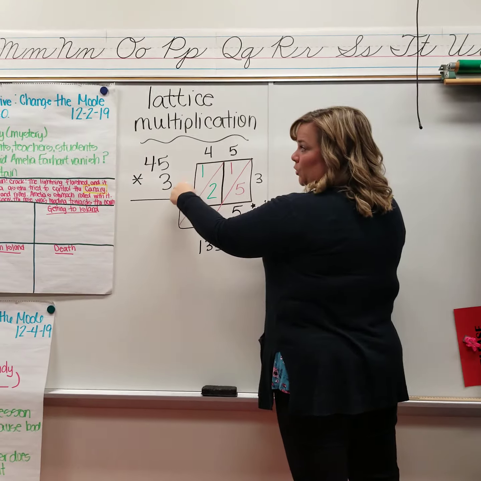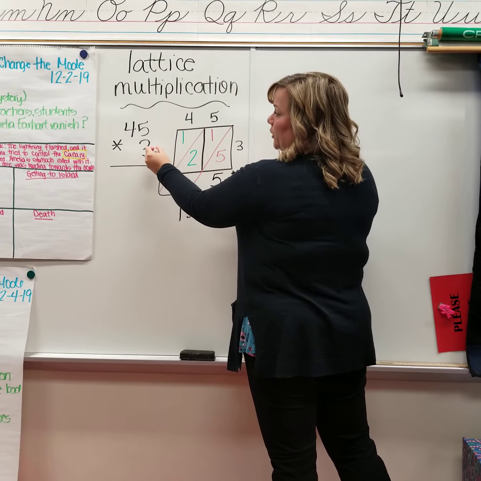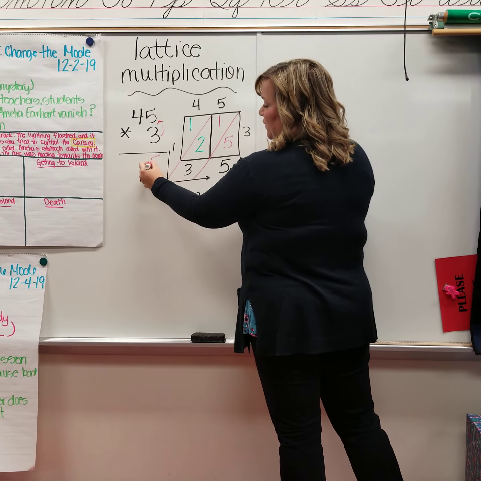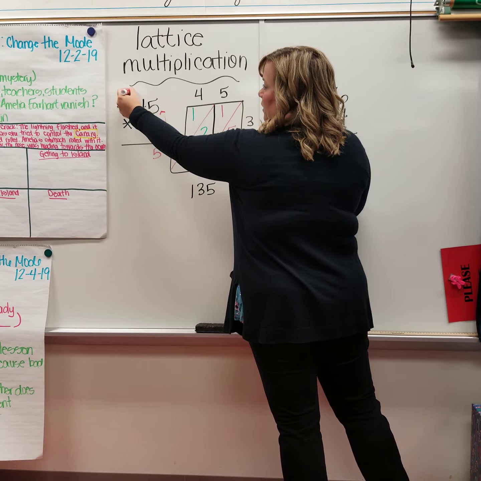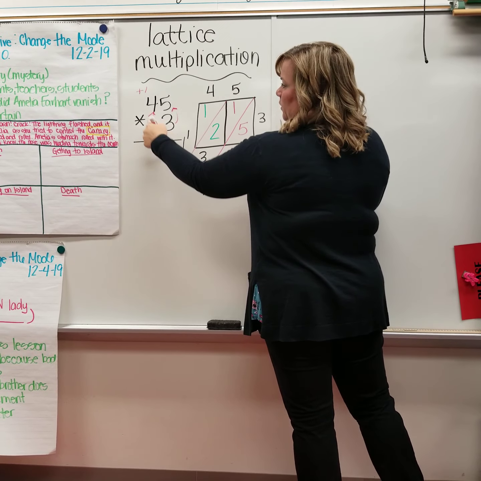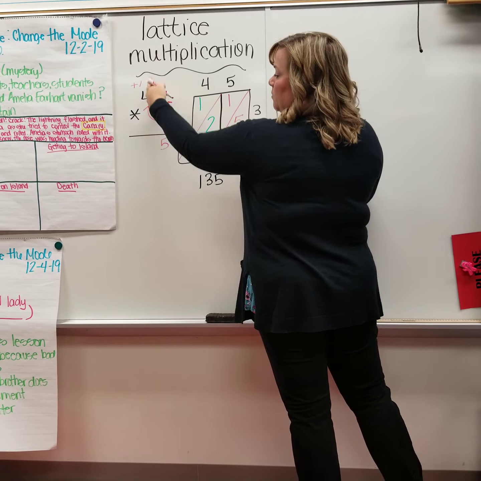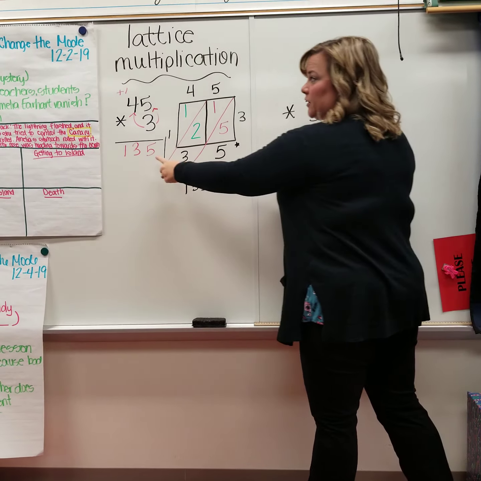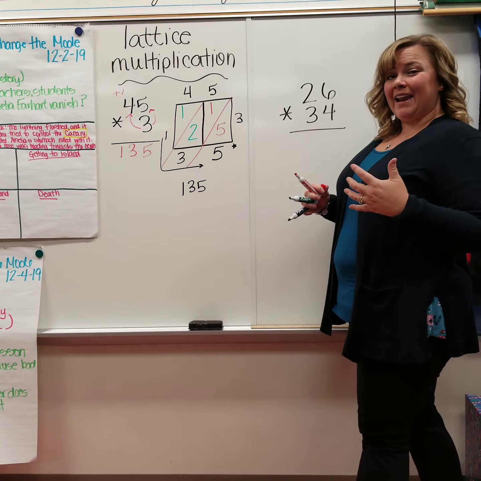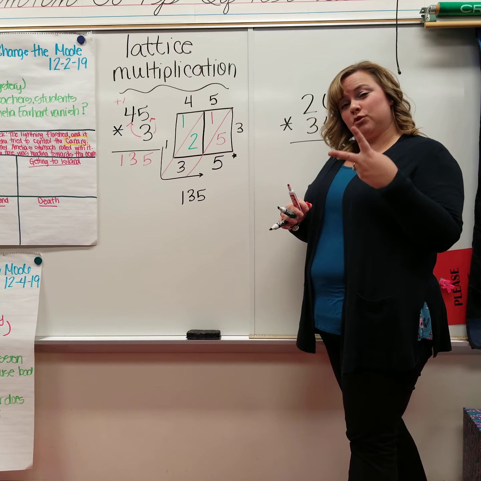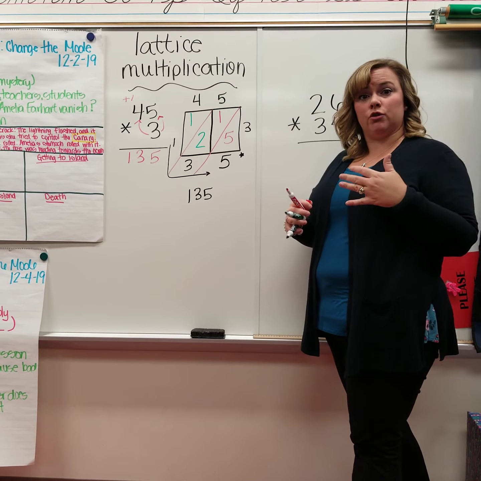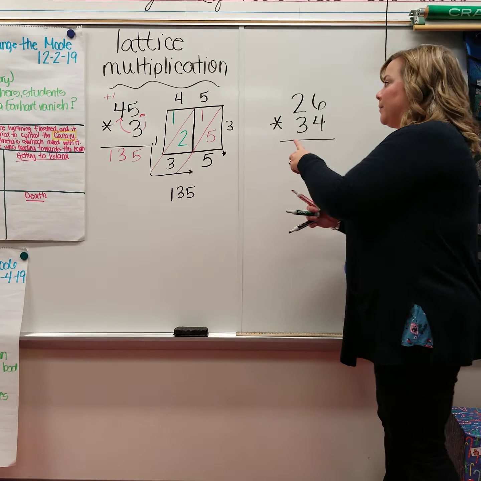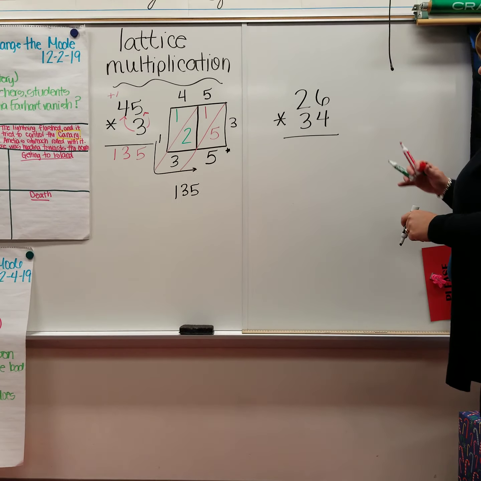Now, if we're looking at this with traditional, we're going to do 3 times 5, that's 15. And I'm going to carry my plus 1. 3 times 4 is 12, plus 1 is 13. So I get the same answer, 135, 135. Again, it's always a good idea to have the kiddos use 2 strategies just to make sure they're doing the work correctly. I'm also going to show you lattice for a 2 by 2.